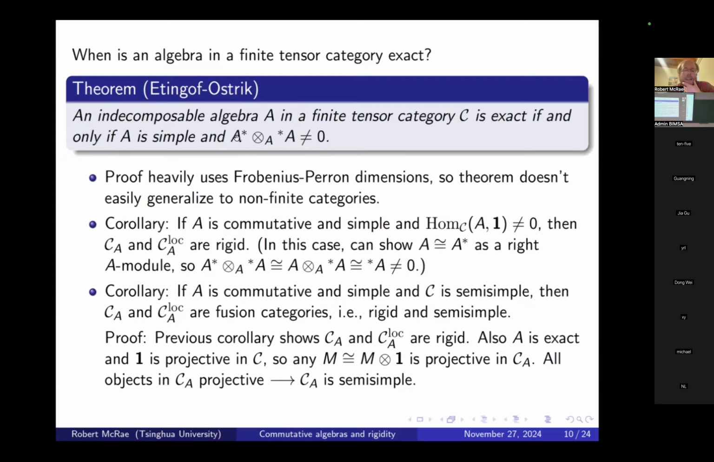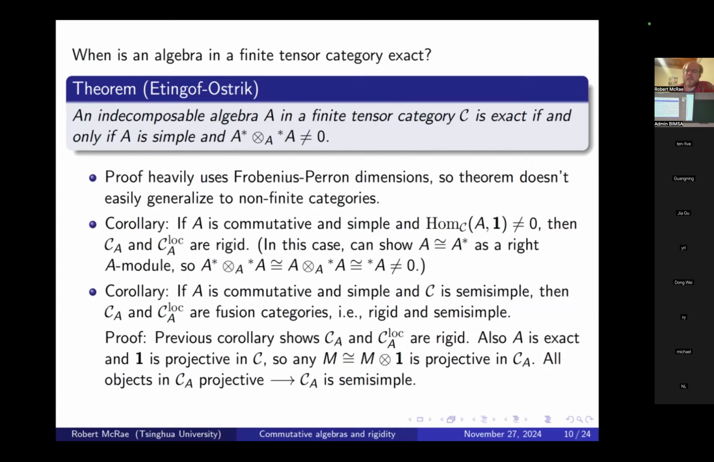In that case, this A star is going to be a right A module naturally, and star A is a left A module naturally, so you can tensor them over A to get an object in C, and this object of C should be non-zero if you want to have an exact algebra. I should mention that the proof of this is a very nice proof, but it heavily uses Frobenius-Perron dimensions, so unfortunately it doesn't seem easy to generalize to non-finite tensor categories.